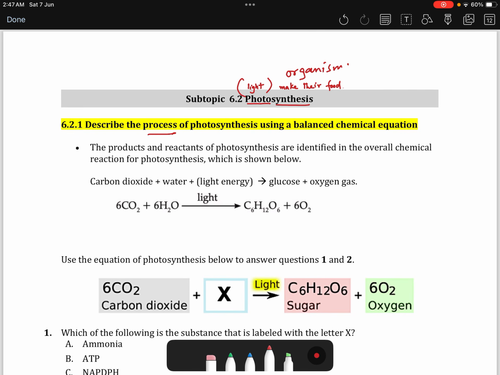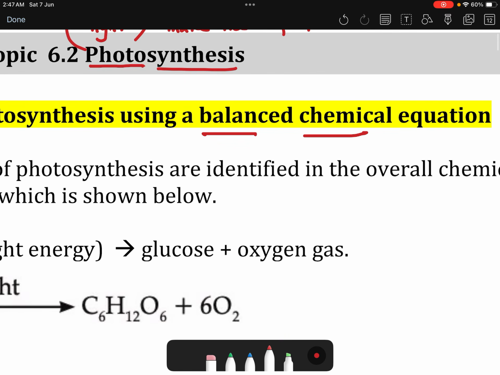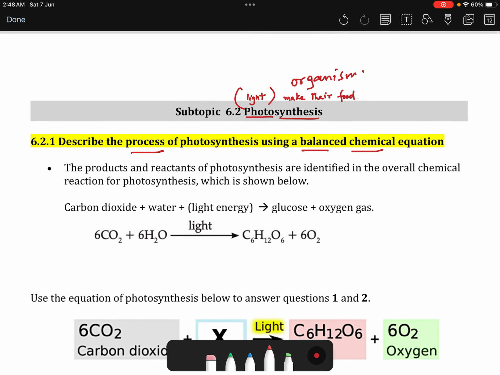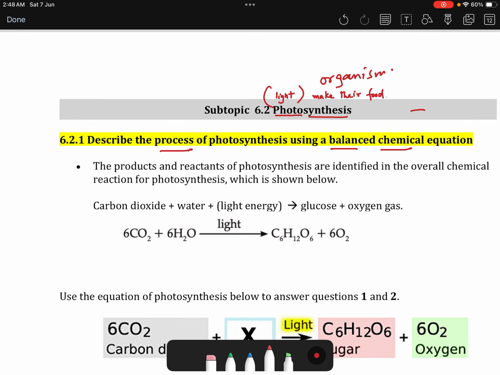Describe the process of photosynthesis using a balanced chemical equation. Please, for God's sake, as per the experience of the SBQs, you were unable to answer the balanced chemical equation. Now it's a question that's included in the end of year exam. It means that you have to learn it, and it's not hard. It says chemical, so please, chemical means chemical. Don't write words unless you forget everything in the chemical one.